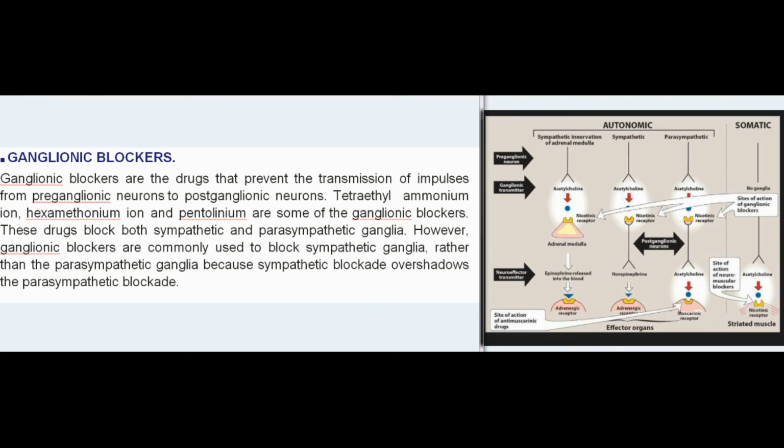Ganglionic blockers. Ganglionic blockers are the drugs that prevent the transmission of impulses from preganglionic neurons to postganglionic neurons. Tetraethylammonium ion, hexamethonium ion, and pentolinium are some of the ganglionic blockers. These drugs block both sympathetic and parasympathetic ganglia. However, ganglionic blockers are commonly used to block sympathetic ganglia, rather than the parasympathetic ganglia, because sympathetic blockade overshadows the parasympathetic blockade.